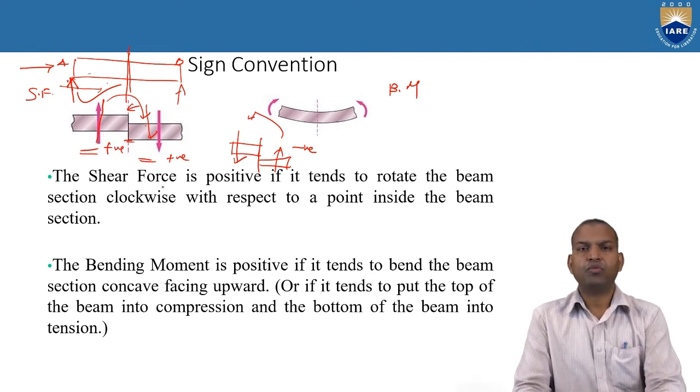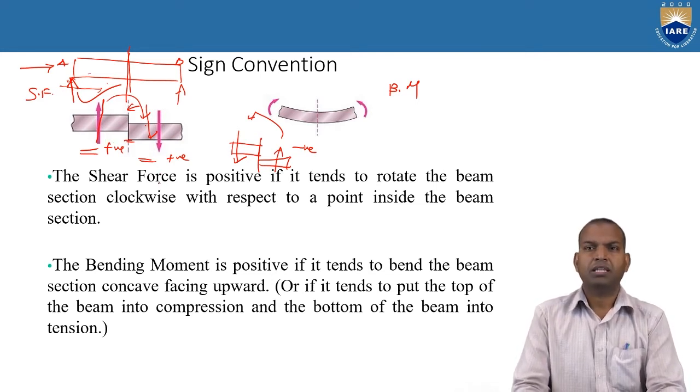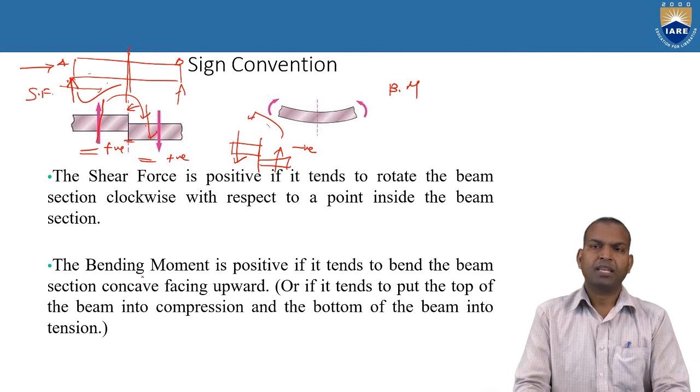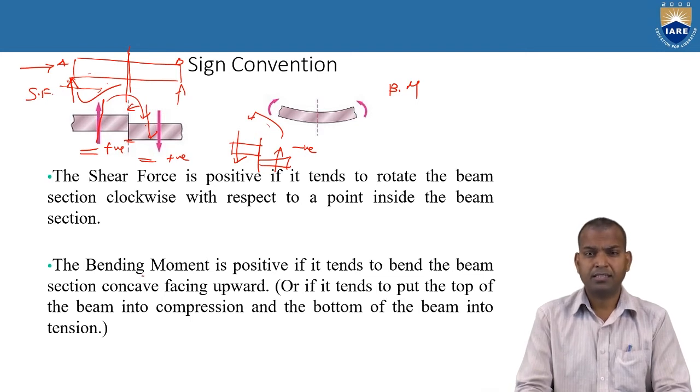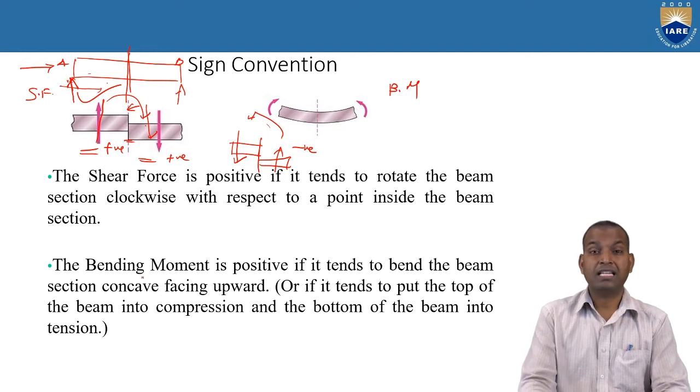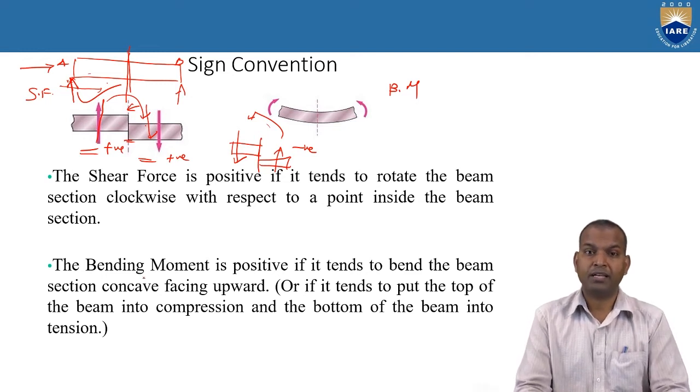When the shear force value becomes negative, yes, the shear force is negative. If it tends to rotate the beam section anti-clockwise, counterclockwise, then it is negative shear force. We will see further slides more elaborately in detail on the sign conventions of shear force and bending moments.